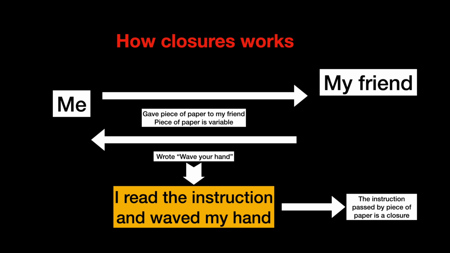Now, this piece of paper is a variable. My friend takes that piece of paper and writes "wave your hand" on it. I read the piece of paper. My name is already written and my friend has added wave your hand. So I read this piece of paper and start waving my hand, reading the instruction. So the instruction that is passed to me by my friend through this piece of paper is a closure. So this is how the closure works.